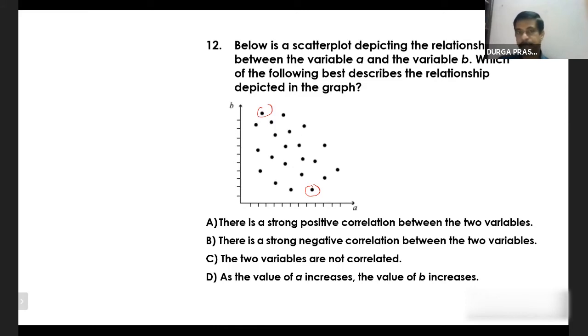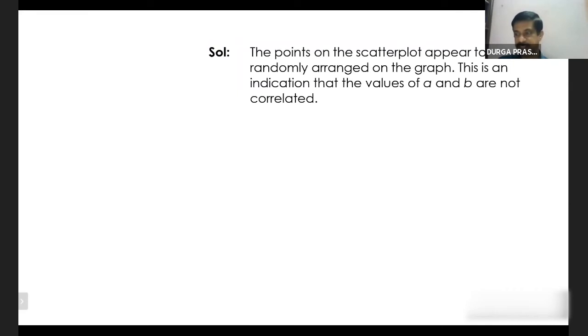Okay, so let's go to the solution description. I'll tell you the answers, and you should be able to do it. The points on the scatter plot appear to be randomly arranged on the graph. There is an indication that the values of A and B are not at all correlated.